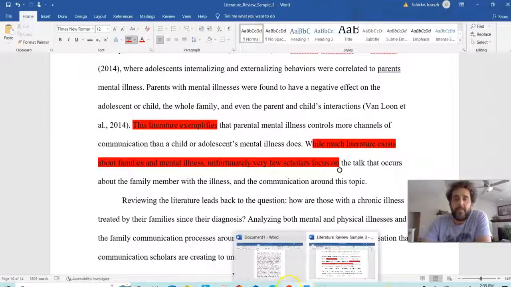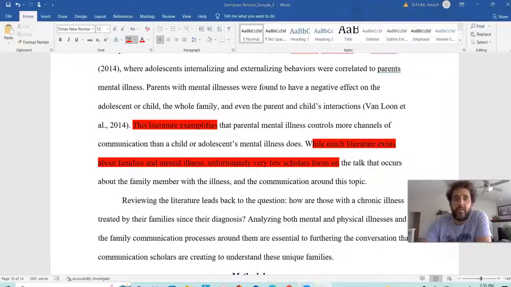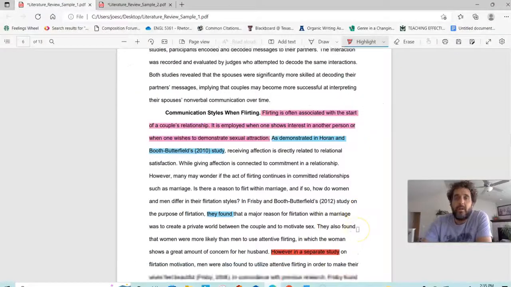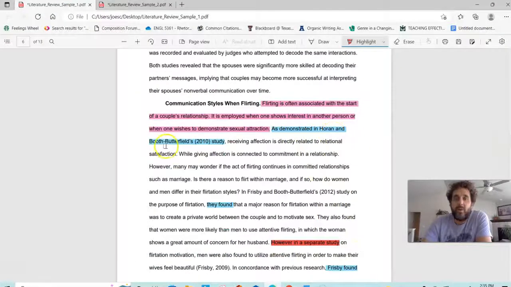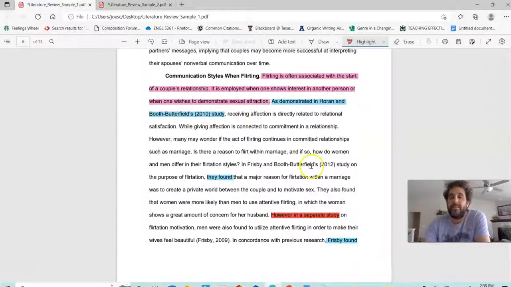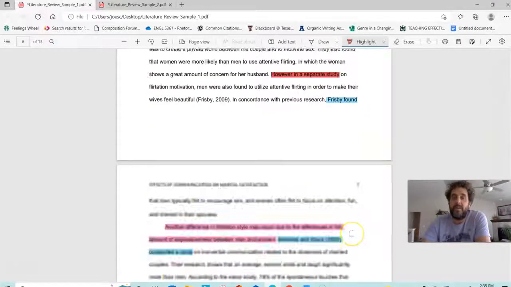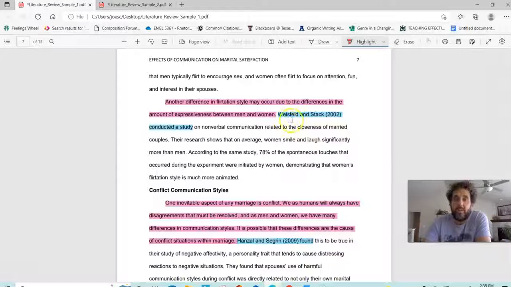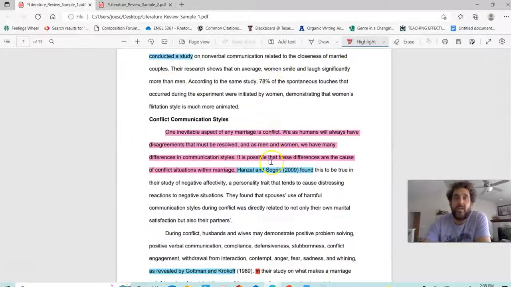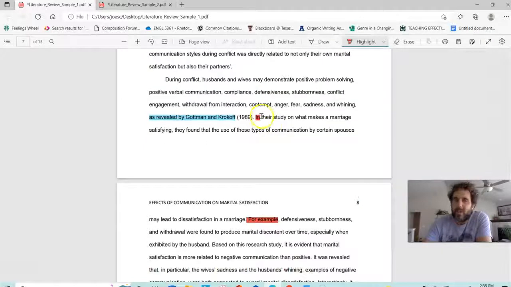I'll move to some of the other ones. Where are they? "As demonstrated in Horan and Booth Butterfield's study," that's a signal phrase. "They found," "Frisbee found," "Weisfield and Stack conducted a study," "Hazel and Segrin found." I put the word "in" in red because lots of times the word "in" is very useful when we are describing sources we found.